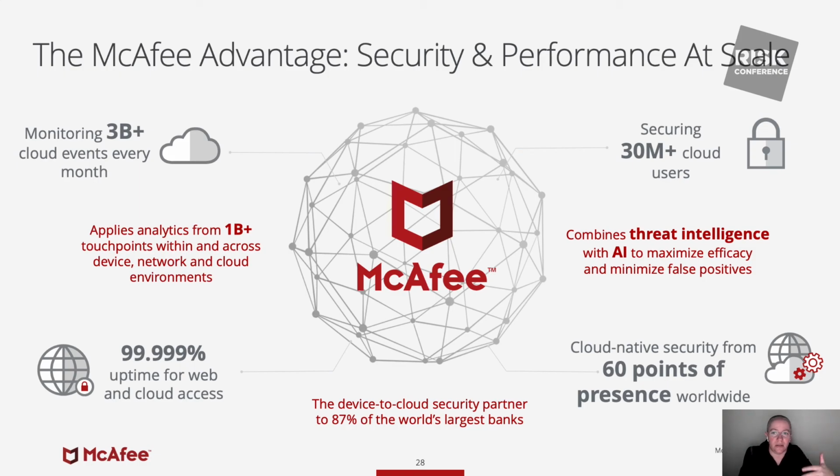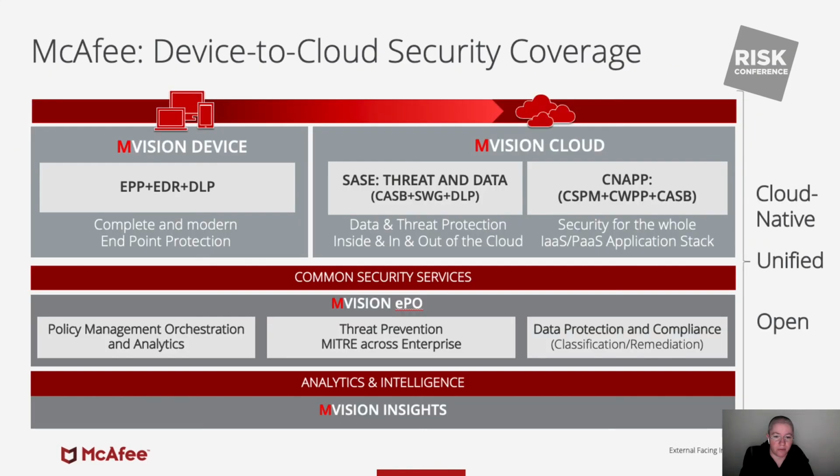Behind all of this, there's an infrastructure, and this is what it is really. So we're up 99.999%. If you want to have a quick look at it, it's trust.mcafee.com. That's the site where we keep the status for our web and cloud access. We're monitoring 3 billion plus cloud events every month. There's analytics, 30 million cloud users that we are securing. We are one of the largest providers of security, visibility, and control for cloud service providers. So there is a lot to think about in terms of infrastructure for McAfee.